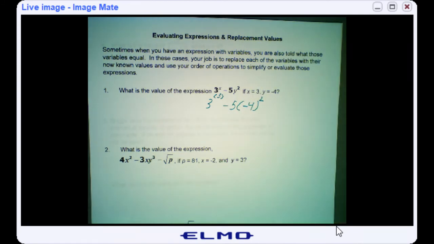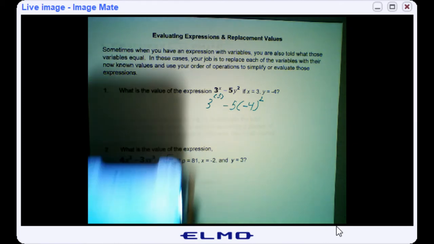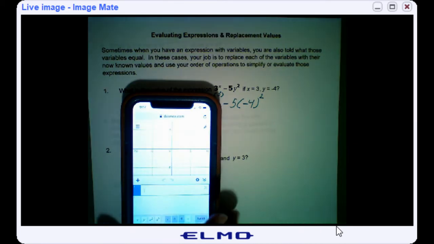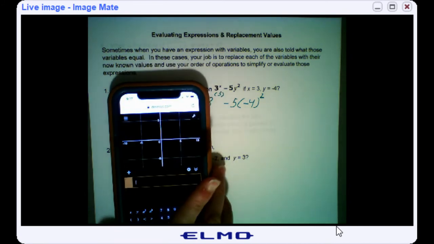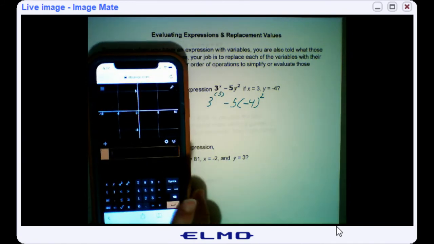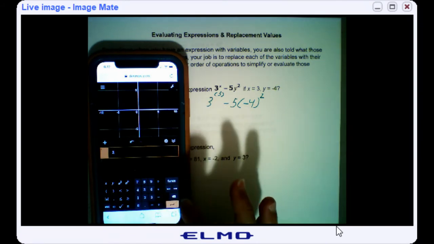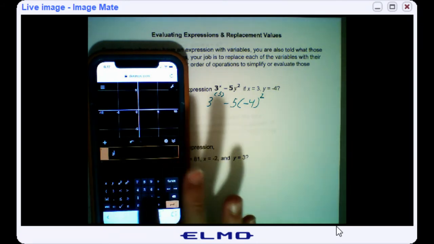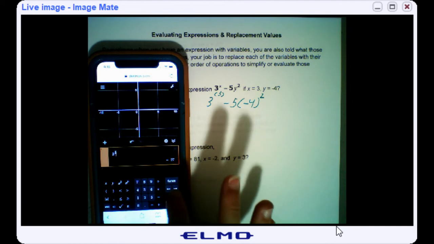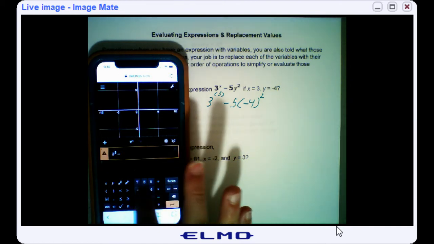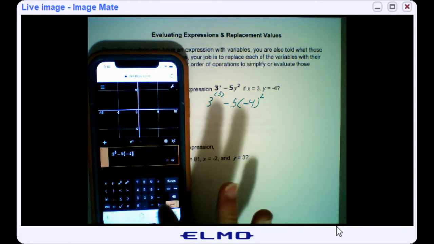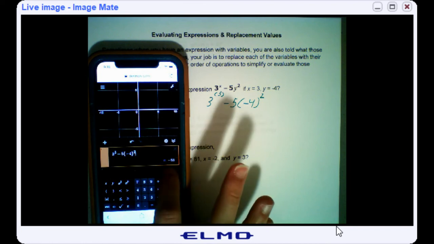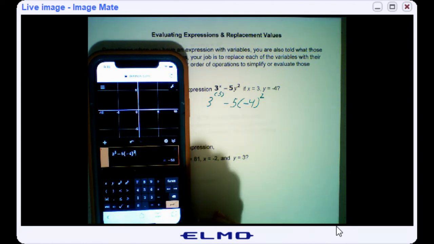So now I'm going to take Desmos, and I'm going to type it in. So I have 3 cubed minus 5 times negative 4, which is just the minus sign, and I'm squaring it. And it tells me my answer down there, negative 53.